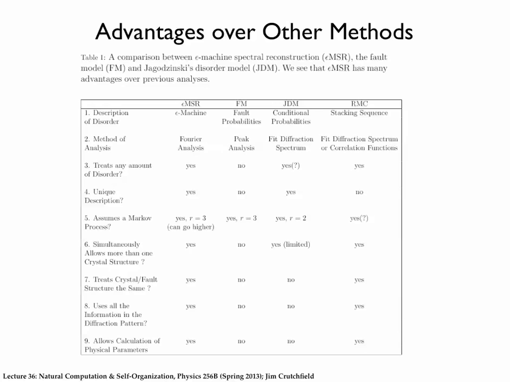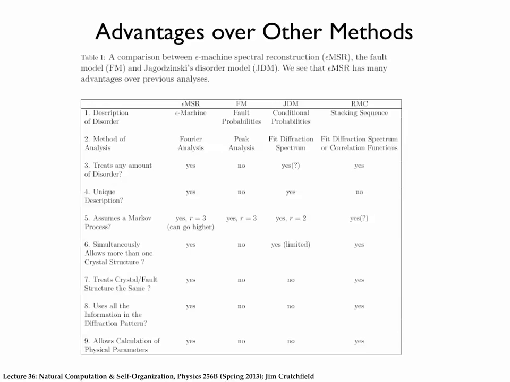We don't need to just look at the peak analysis like the fault model does, and we don't just fit a diffraction spectrum. We can treat any amount of disorder, and in principle, this one can't, because it insists on having a parent faulting structure, and we don't. A unique description: I would argue that the Epsilon machine, even though we can't break it down into something that looks like the fault model in all cases, that's really the problem with the fault model, not us. We end up with a unique description of what it is. How it got there is a different question.